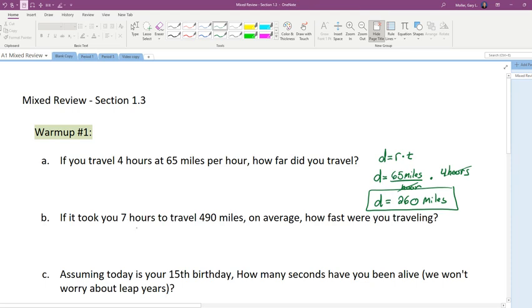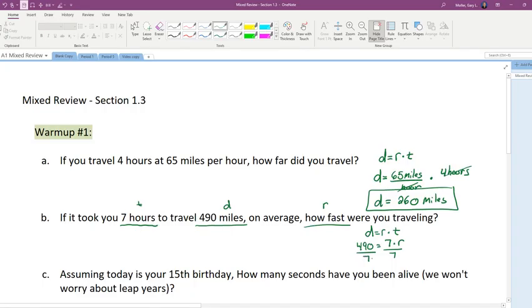Here you'll notice we have information about time. We have information about the distance, but I don't know how fast I was traveling, so I don't know what the rate is. So I'm still going to set up my same equation. My distance equals rate times time. I'm going to plug in what I know. I know 490. I don't know my rate. I do know time. I'm going to put my variable backwards, so I'm going to do time times rate. So I'm going to do 7 times my unknown r. And then hopefully it's very obvious to get r, we would just divide by 7.